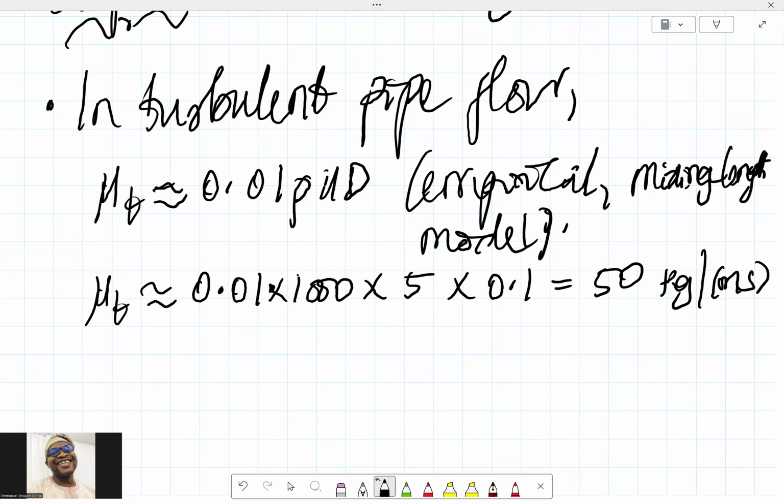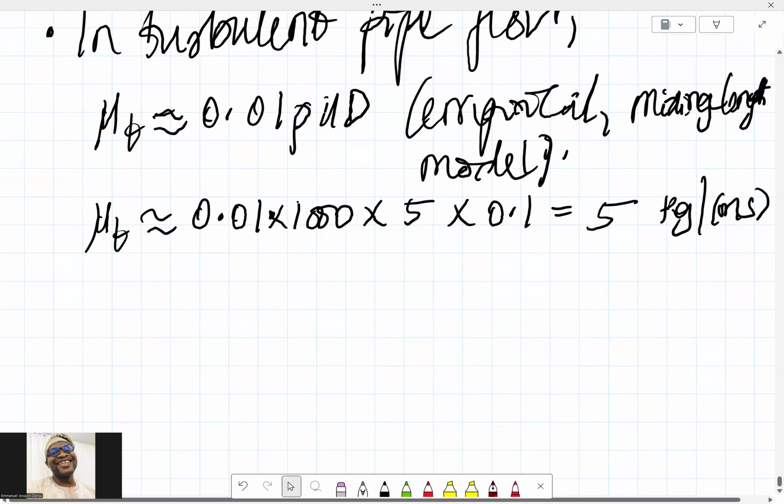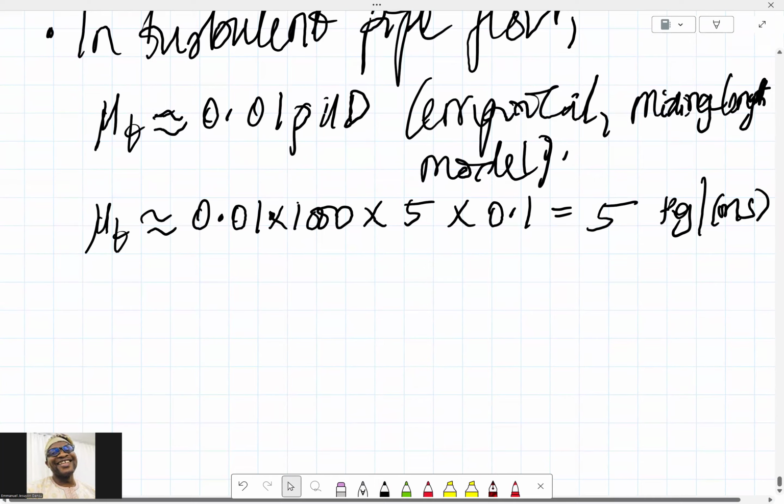Does that work? 1000 times 5 times 0.1 is 500, and 0.01 times that, two zeros gone, gives 5. So this should actually be 5 kilograms per meter per second, not 50. Yes, it should be 5.